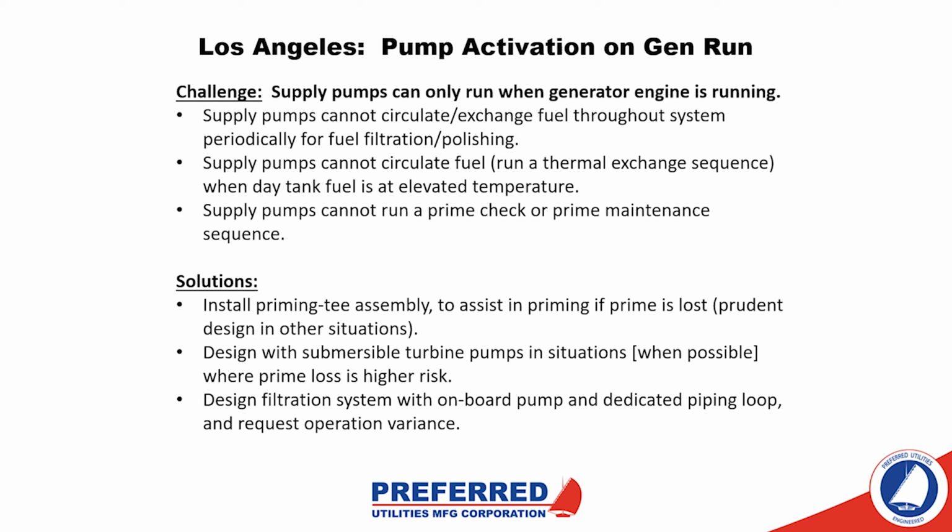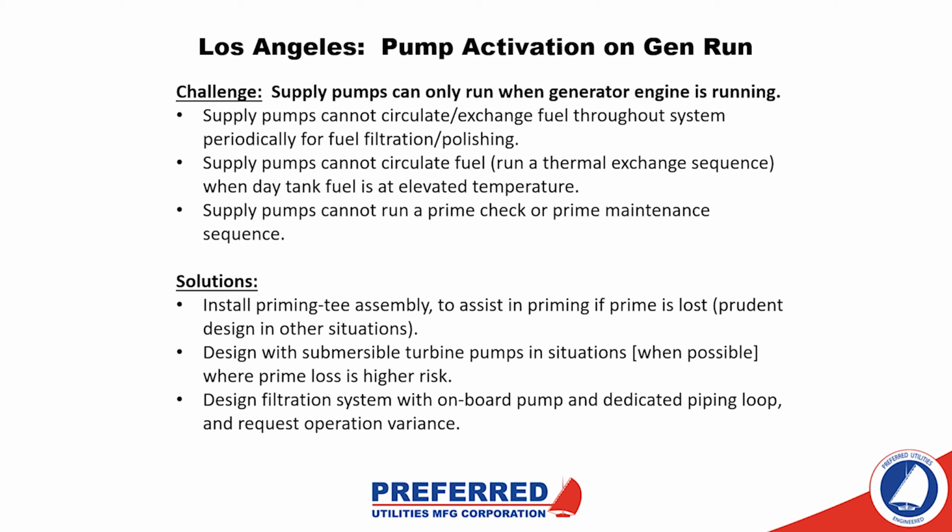So some of the solutions here, obviously installing a priming T-assembly is a good idea in a suction system where you may lose prime, as we were just talking about. That basically consists of a T fitting, a ball valve, another piping nipple and a cap and a funnel. It's pretty simple. If anybody has any questions about a priming T-assembly, go ahead and email me or call me, and I'd be happy to help you with that.